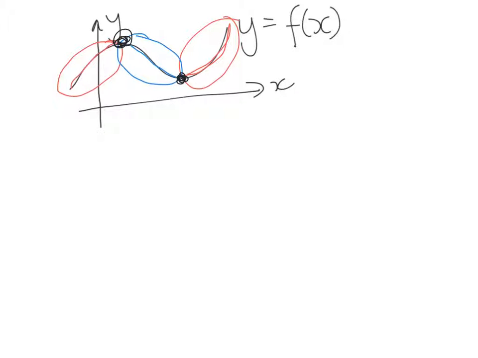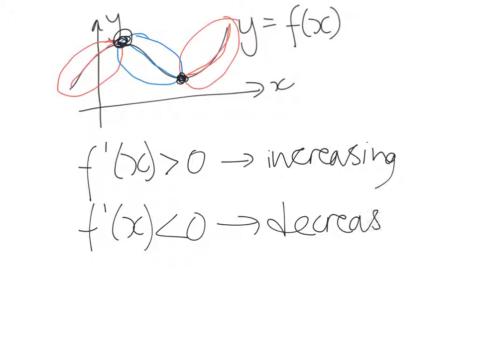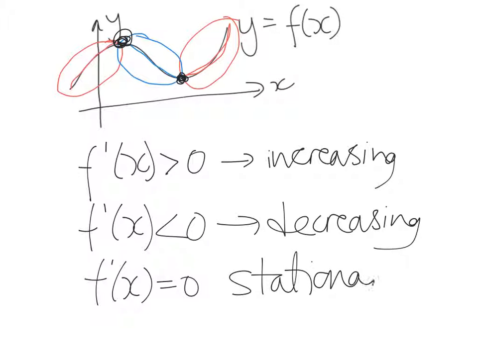Okay, so either we can have f dashed of x greater than 0, that means that it's increasing, or if f dashed of x is less than 0, that means it's decreasing, or if f dashed of x is equal to 0, then we have a stationary point. So basically we're talking about the gradient with all of these, and we're seeing whether it's positive, negative, or equal to 0. Here are some examples.